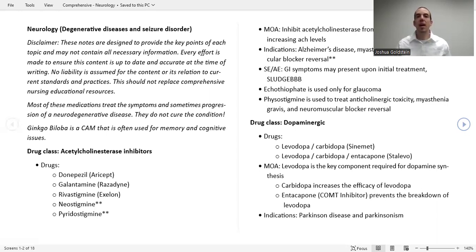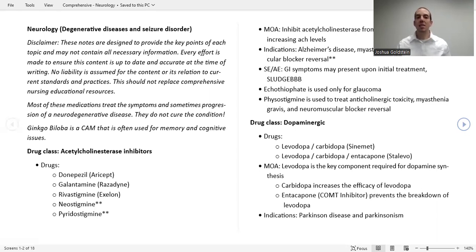So the first class of drugs we have are the acetylcholinesterase inhibitors. We talked about this in another lecture. Acetylcholinesterase inhibitors block the body from getting rid of acetylcholine. Acetylcholine is the primary cholinergic neurotransmitter. Acetylcholinesterase is the enzyme that gets rid of acetylcholine as part of the body's natural processes. And this drug class prevents the body from getting rid of it, thereby increasing the level of acetylcholine.